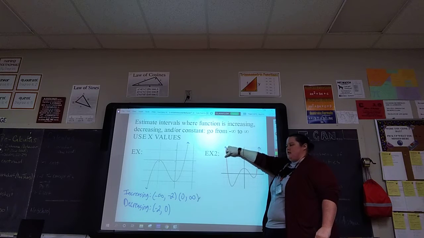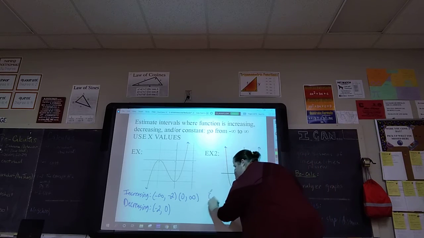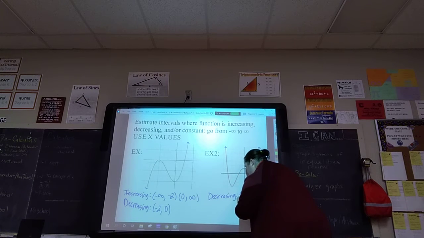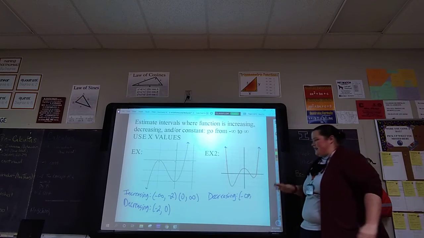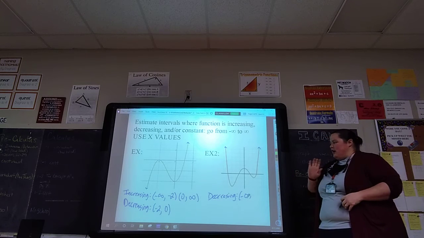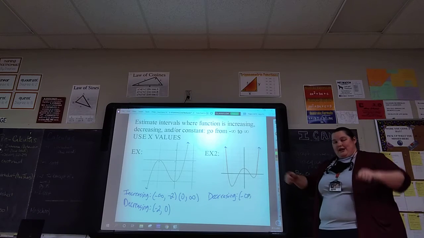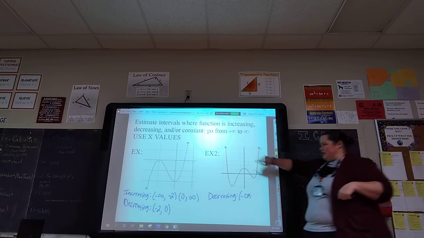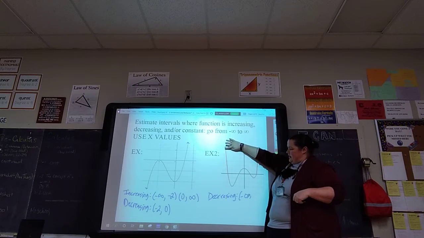What's it doing right away? Decrease. Decreasing. And like I said, the nice thing about this is it was one thing that remains consistent. You always start from negative infinity and you end at positive infinity. So it's decreasing to start with. So from negative infinity until about where?